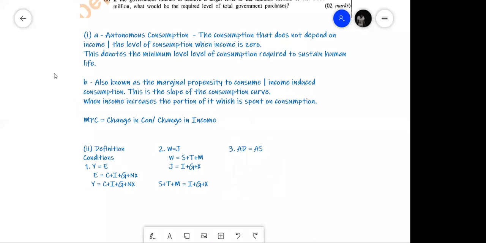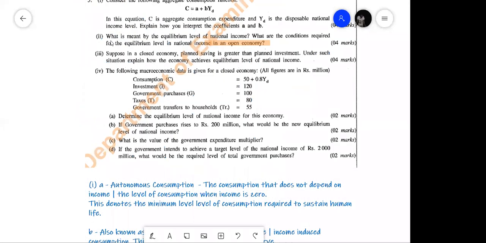So 2015 question number 2. Always when you're writing questions, the trick is to break it down into smaller parts. See how are they going to give you marks. So ideally in this question, what is meant by equilibrium of national income and what are the 3 conditions?